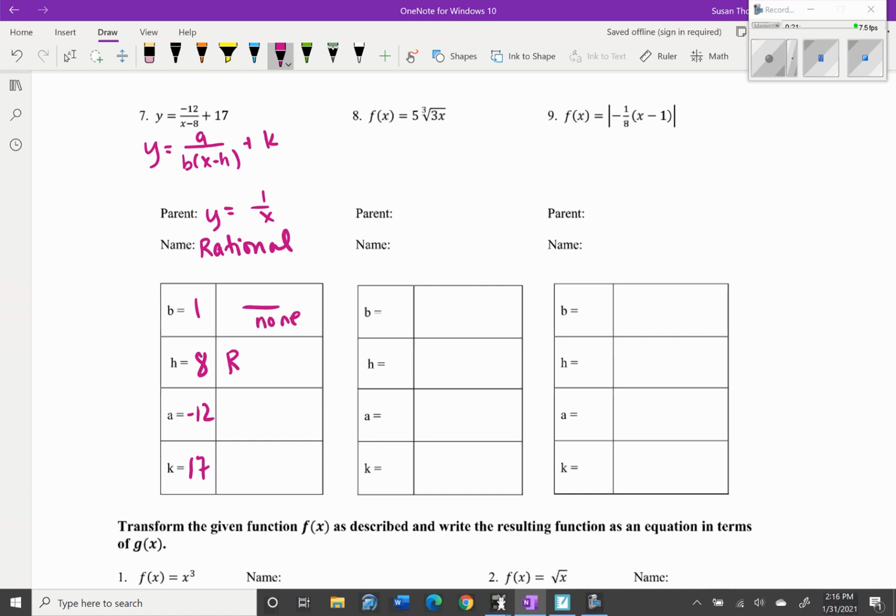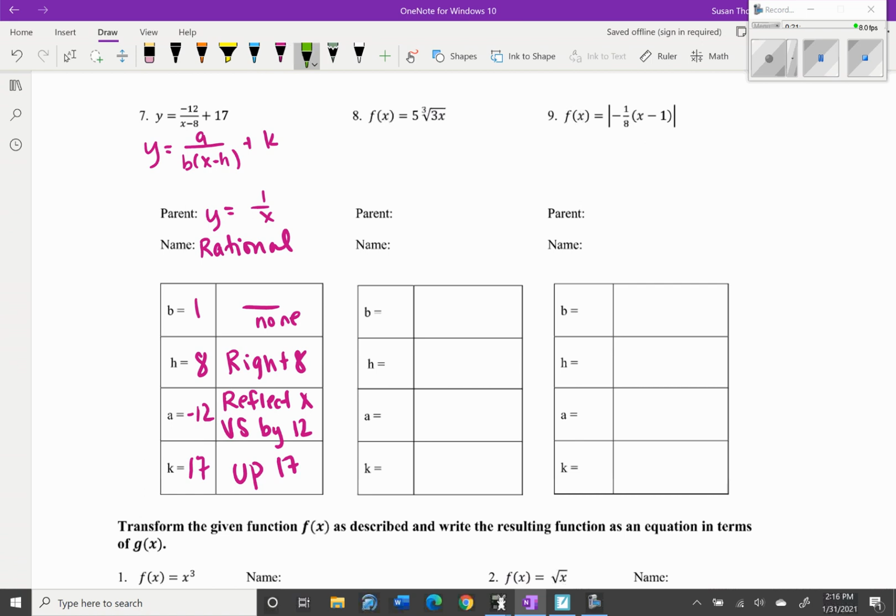We move this one right 8. This is going to be a reflection across the x-axis and also a vertical stretch by 12 and then up 17. Because remember, if your a or b is negative and a number besides 1, or of course we don't want it to be 0 either, it's going to be stretching or compressing.